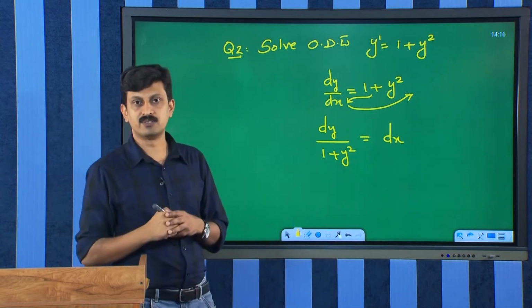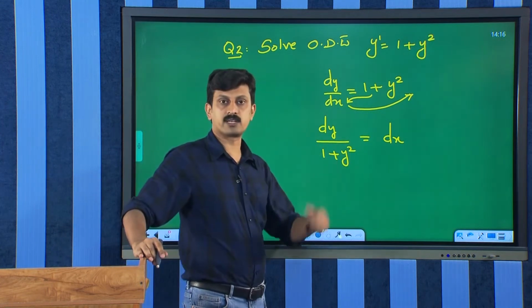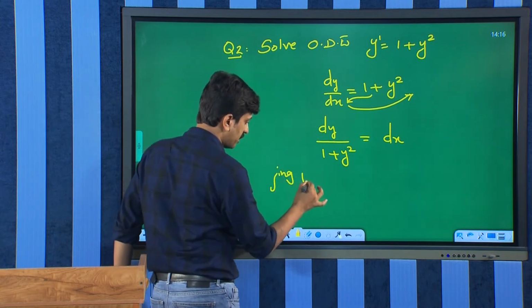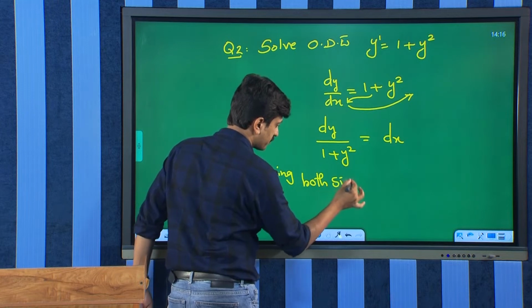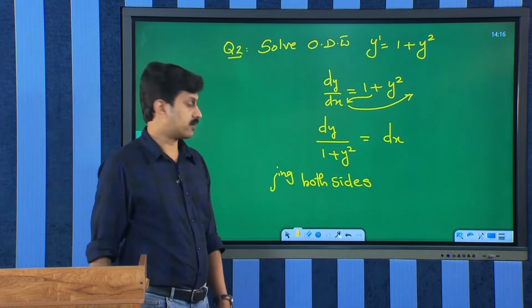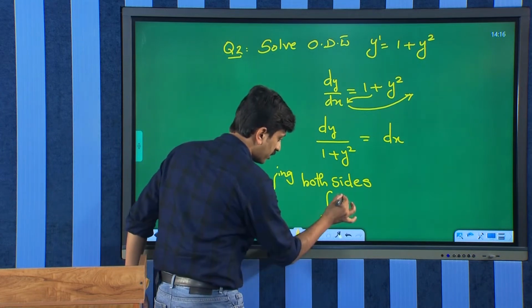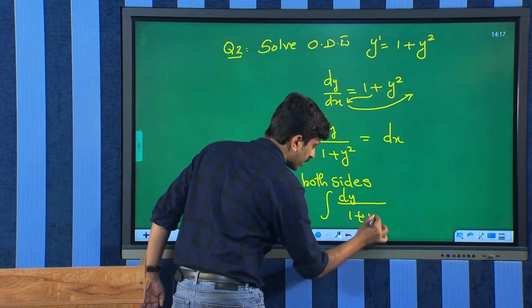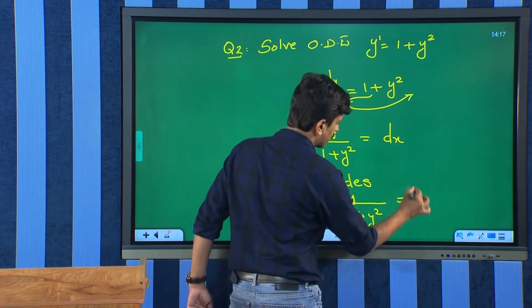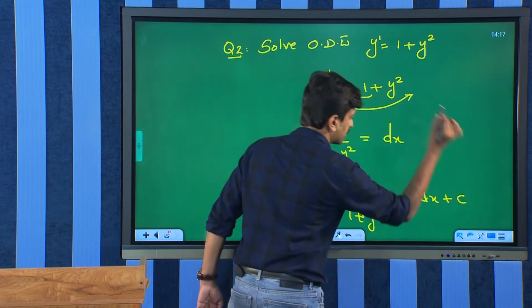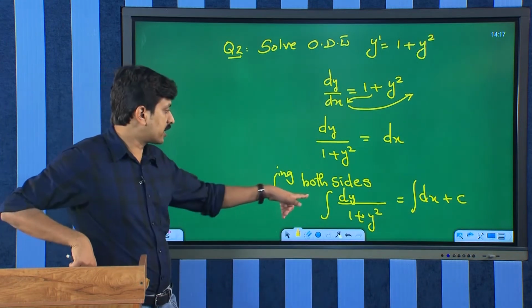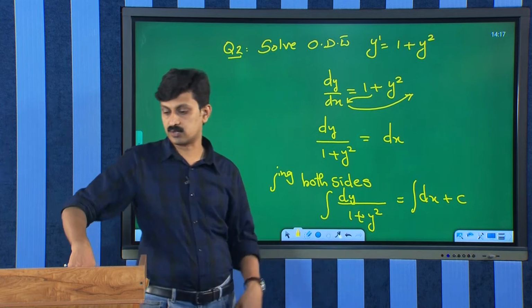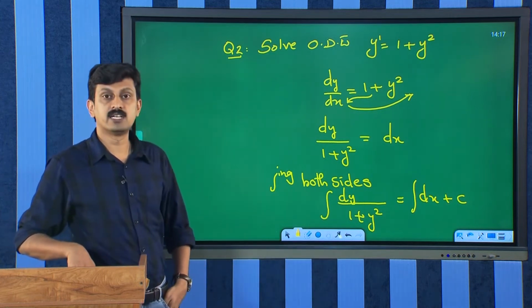Now, we have separated the variables, and because we separated the variables, we can integrate both sides. So, integrating both sides, we will have the integral of dy divided by 1 plus y square is equal to the integral of dx plus c. The integral of 1 by 1 plus x square is tan inverse of x. So, the integral of 1 by 1 plus y square is tan inverse of y.